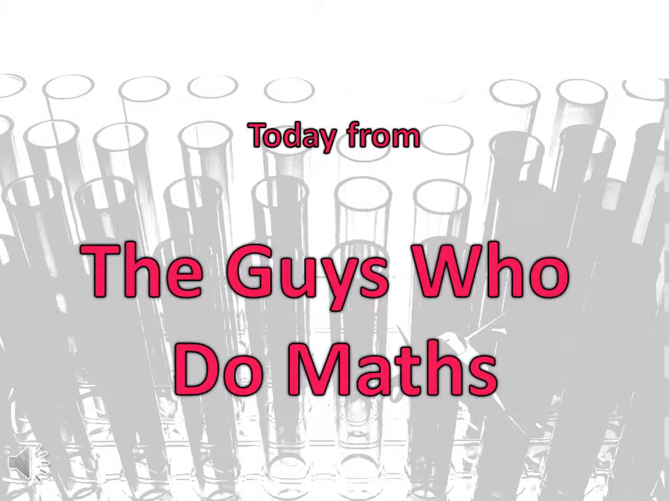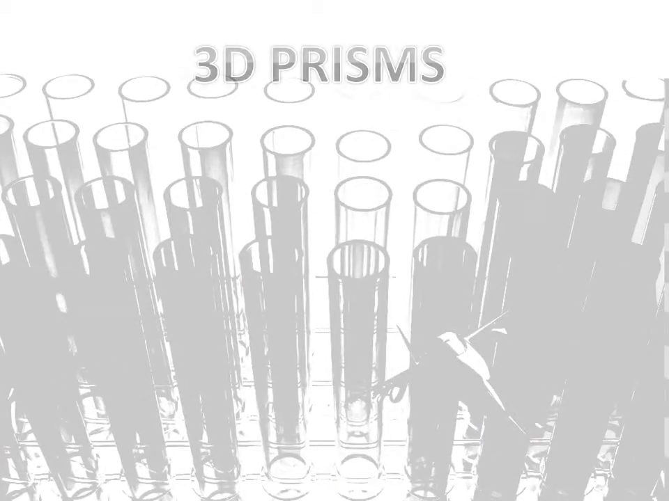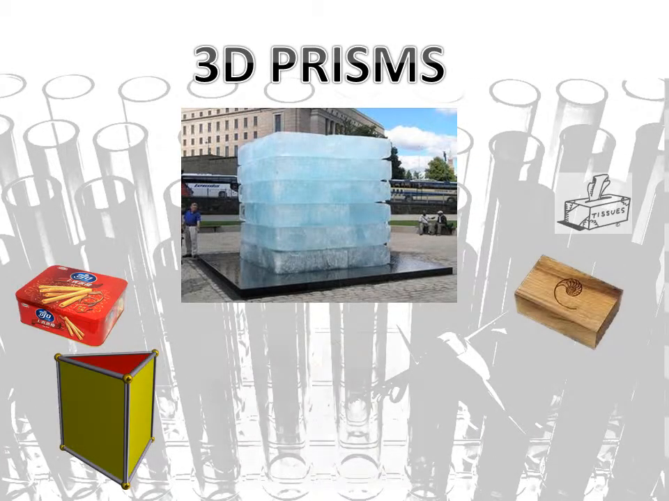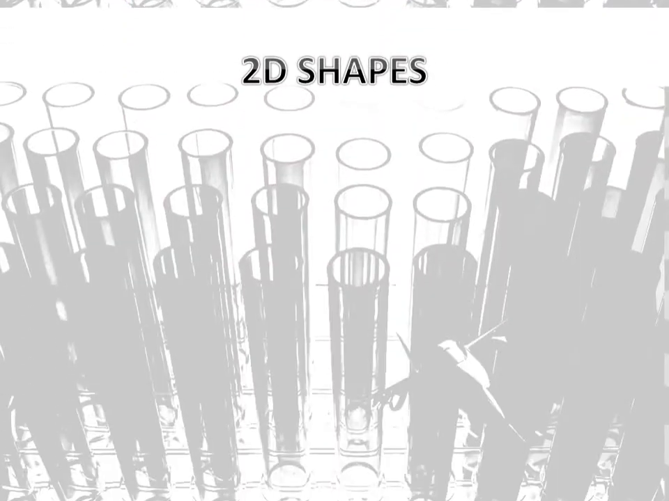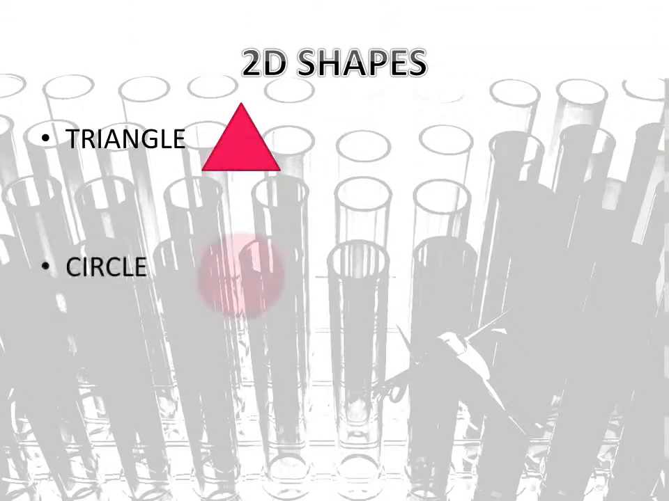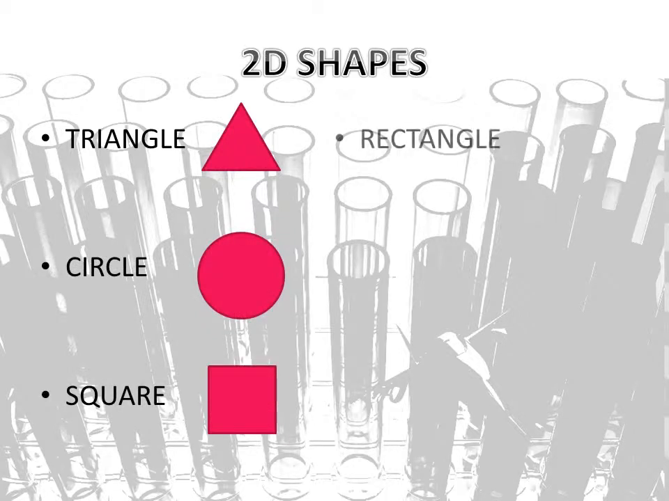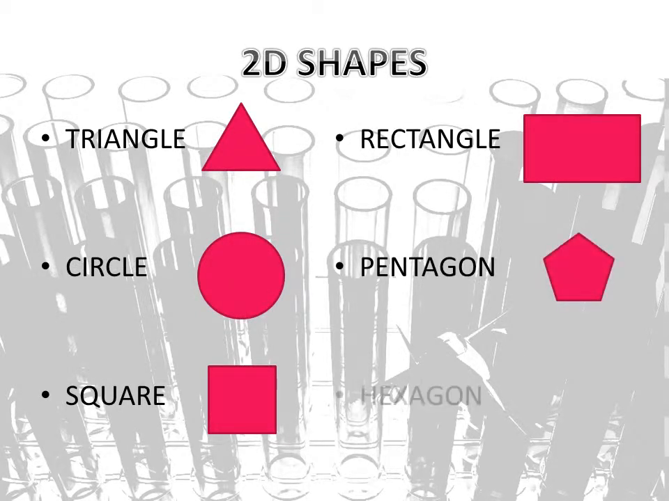Today, from the guys who do math, 3D prisms. All 3D prisms came from two-dimensional or flat shapes. Here are some examples on the screen.